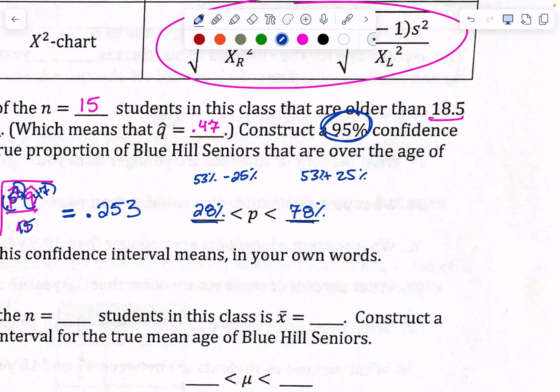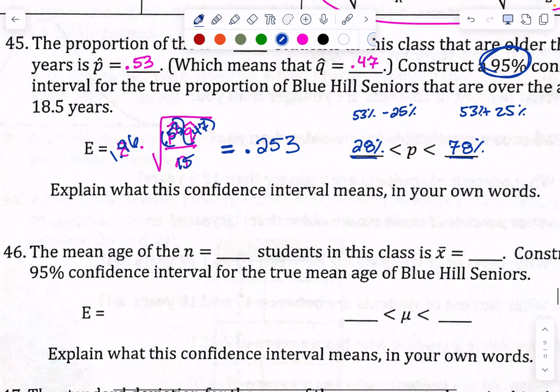There are two things I can do to make that window smaller: lower your confidence level, or survey more people. Those are the two things. Now explain what the confidence interval means in your own words.